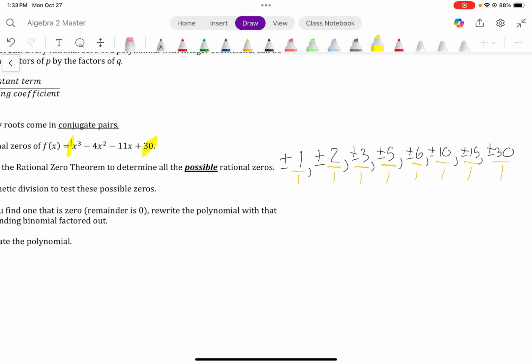If I had a 2x cubed, I would have all of these that we just listed, and we'd have another row of all of those black numbers on top over 2. Where that kind of helps out in some regards, and it's kind of annoying in some regards, is you can simplify fractions. So if I had a plus or minus 2 over 2, that simplifies down to 1. I already have plus or minus 1 as a possible zero.